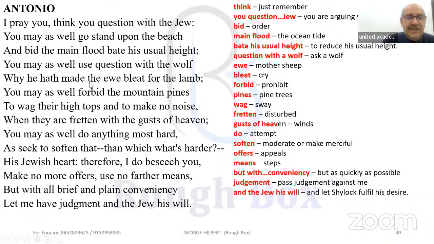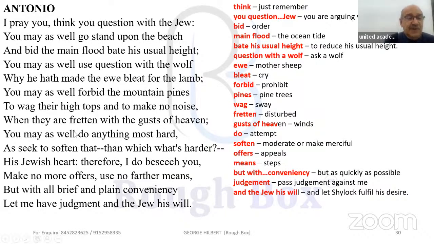You may as well forbid the mountain pines to wag their high tops and make no noise. You might as well go stand on the mountains and tell the pine trees, don't make a noise when the wind blows through you and disturbs you. You can wave your high tops, but don't make a noise. The pine trees will listen to you.